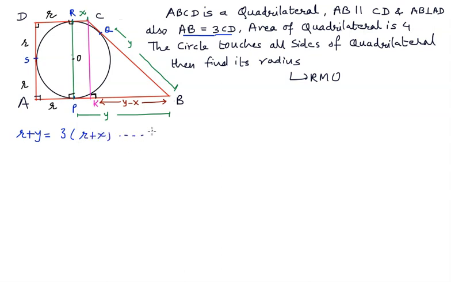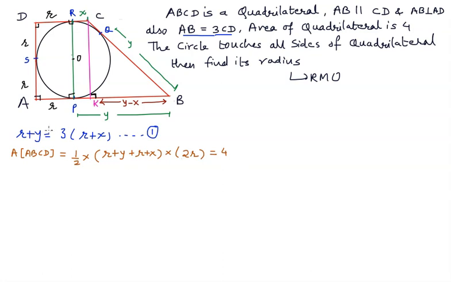So this is one of the equations that we have. Next information that we have is about the area of the quadrilateral, and so we know that the area of quadrilateral ABCD is going to be half times the sum of the parallel lines. Parallel lines are AB and CD, so the sum of the lengths of AB and CD, which is nothing but R plus Y plus R plus X, times the height of this. Height is nothing but 2R, and that is equal to 4.